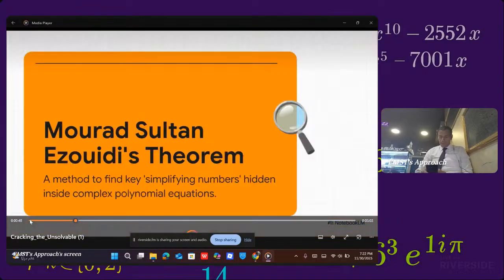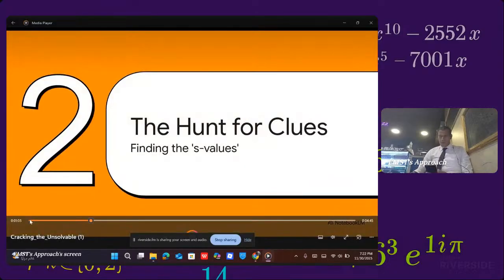And this is our secret weapon. It's called Morad Sultan Azuidi's theorem. Now, what's so cool about this is that it doesn't just spit out the answer. Instead, its job is to find hidden clues, let's call them simplifying numbers, that are buried deep inside all that chaos.